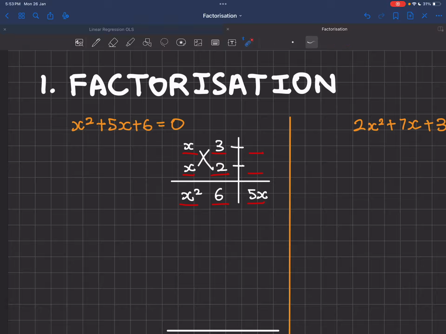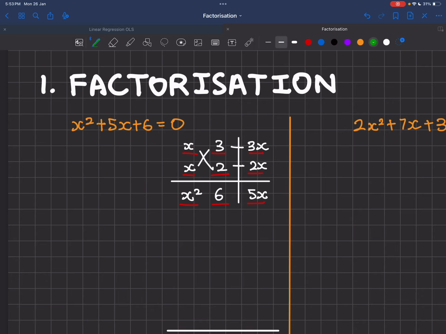What do we get here? X times 3 equals 3x. X times 2 equals 2x. And 2x plus 3x plus 2x will give you 5x. So we are done. And how do we equate it here?